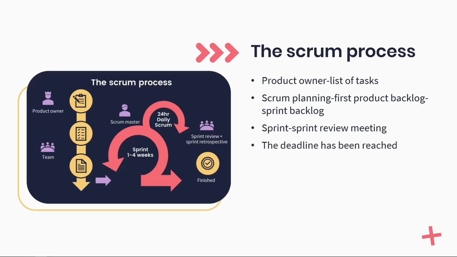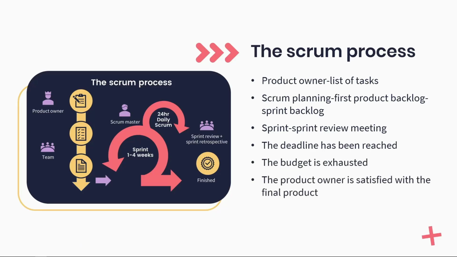The product owner then gives information about what is remaining on the product backlog and estimated time to complete the project if needed. The cycle repeats for the remaining tasks in the product backlog. This goes on until either of these things happen: the deadline has been reached, the budget is exhausted, or the product owner is satisfied with the final product.